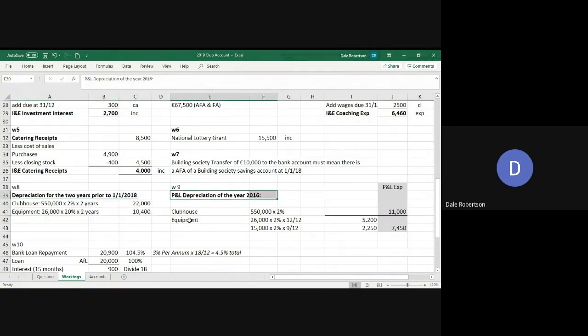Well, it's the exact same thing, except there may be a change in the asset. But in club accounts, there is not. So it is simply 550,000 again by another 2%, which is 11,000, and that is this year's expense.